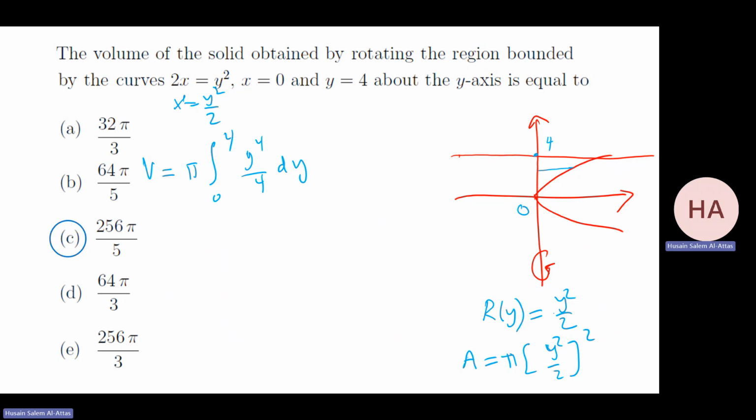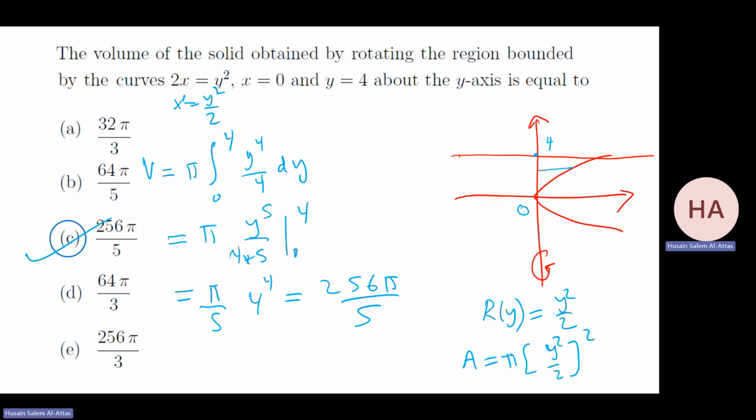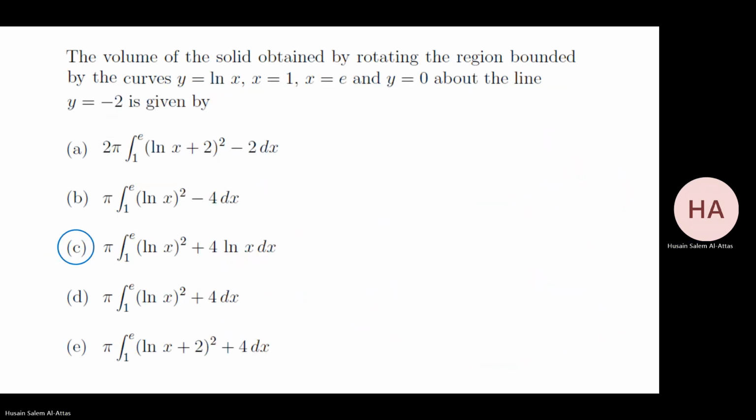That will give me what? π times y to the power 5 over 4 times 5, from 0 to 4. Don't forget the 4 times 5. So that will be π over 20 times 4 to the power 5, that will be 4 to the power 4 times 4. And that is 256π over 5. That's it, my answer.